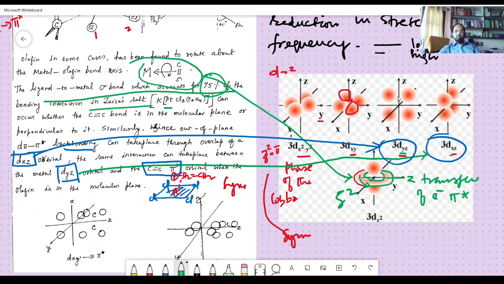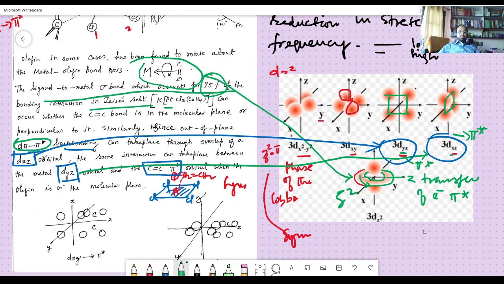Anyway, you can see that this is in plane, these two are in plane, and these two are perpendicular to it. And there is the passage of electrons from d pi to pi star. From here to pi star is taking place. So the first orbital is dxz. So dxz to pi star is taking place, and dyz to pi star is also taking place. The electron transfer is taking place, and that is mentioned here.